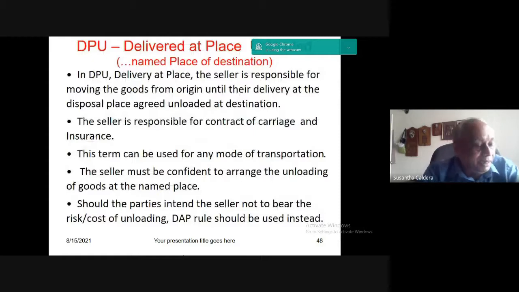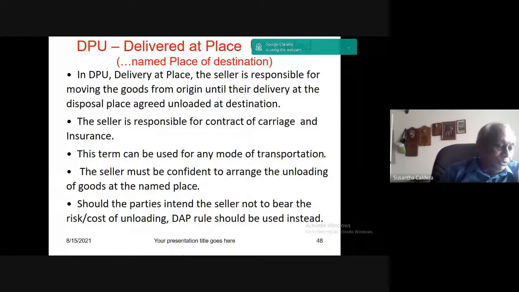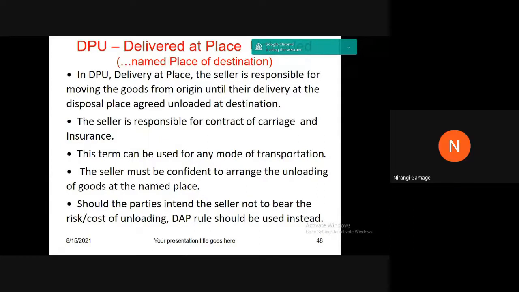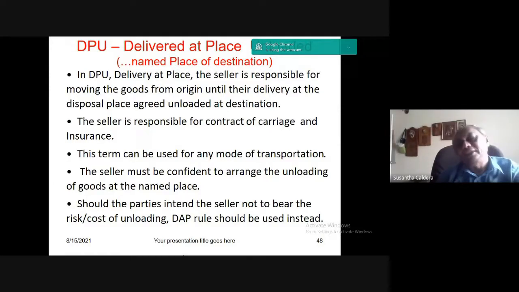CIP: export clearance, seller. Contract for carriage, seller. Loading, seller. Insurance, seller. Unloading and import clearance by the buyer. When you go home, once you print the chart, just try to compare any mode of carriage versus carriage by sea and inland waterways. You will see CIP is typically a mirror image of CIF.